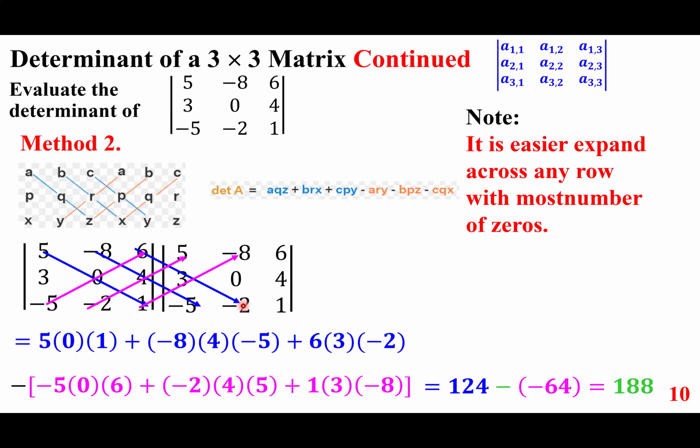And note it is easier, expand across any row with most number of zeros, and that's extremely important. The one with more zeros, it is wise to do so. For example, here you want to go with the second column or second row, and you can try it on your own. So it is easier to expand that way.